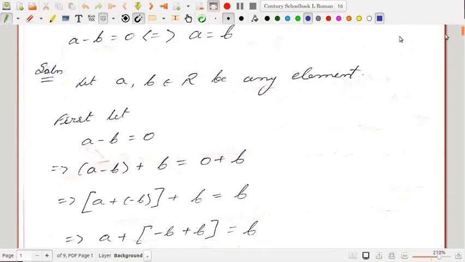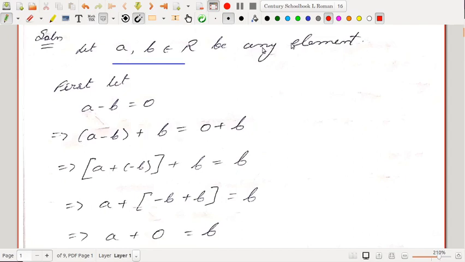So we begin with two elements A and B inside R. There are two parts of this proof. One is you assume this first one and show that it implies A equal to B. Another one is you assume that A is equal to B and show by properties of a ring that A minus B has to be 0. Here 0 means the 0 element of the ring. First we have taken A minus B equal to 0.